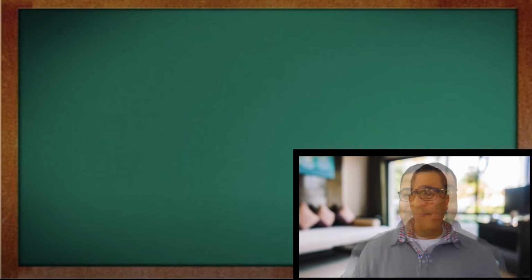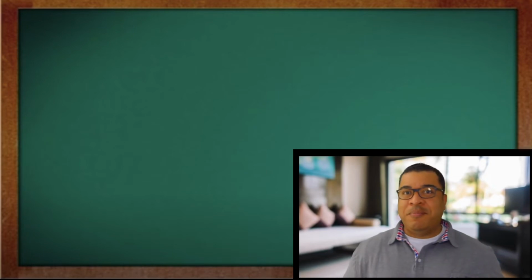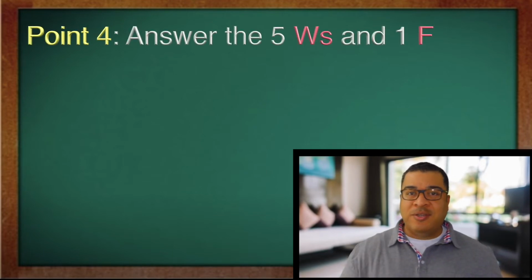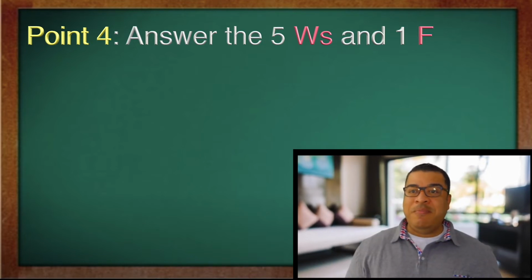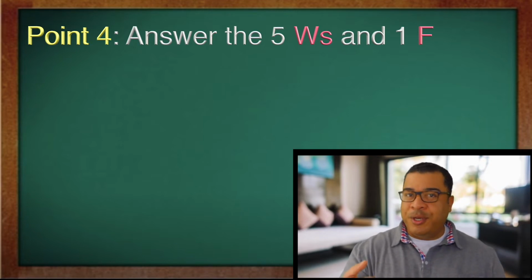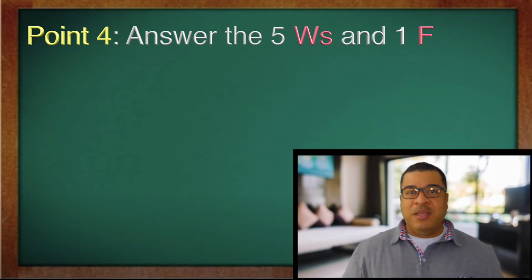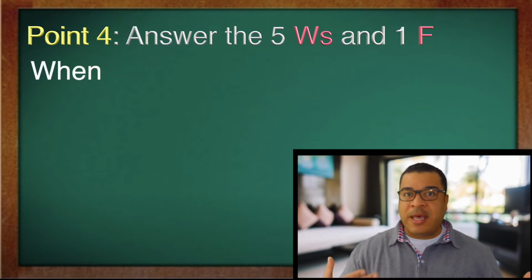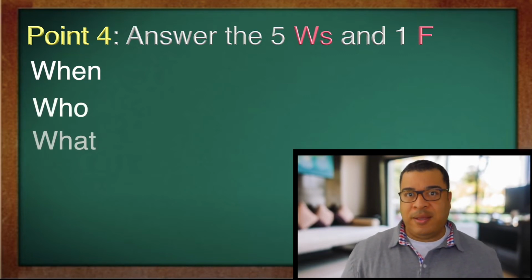Okay? Now the fourth thing that really makes an amazing paragraph is to answer the 5 W's and the 1 F. Now what I mean by that is when you're writing something, you really want to let the reader know about these 5 W's and 1 F. And what I'm talking about, the first W is when. When did that event happen? The next one is who. Who did it happen to? And then what happened?